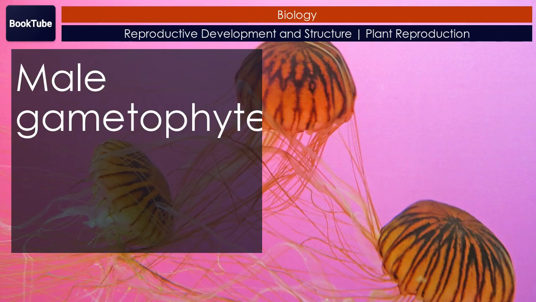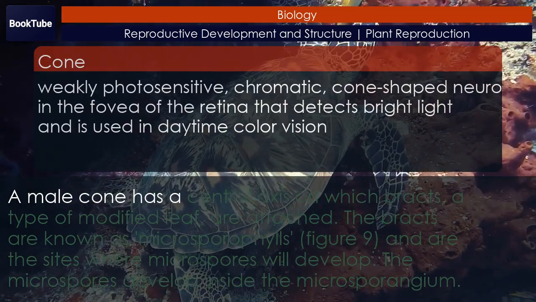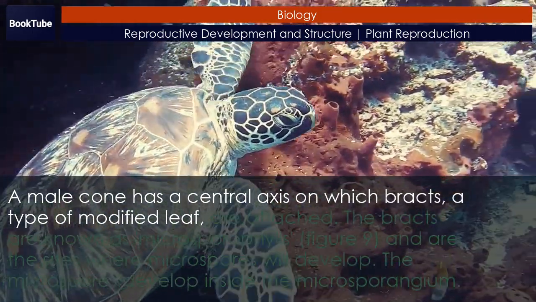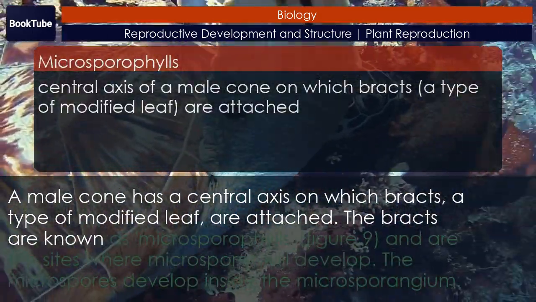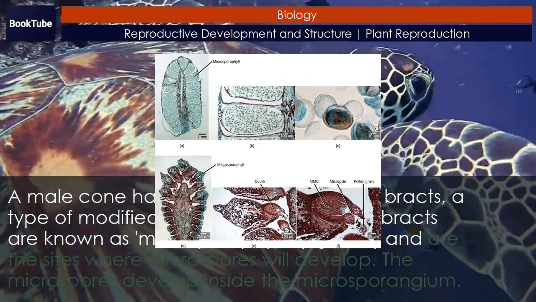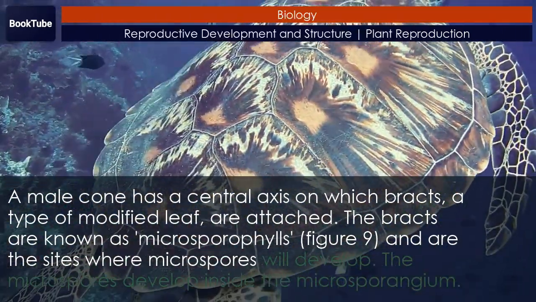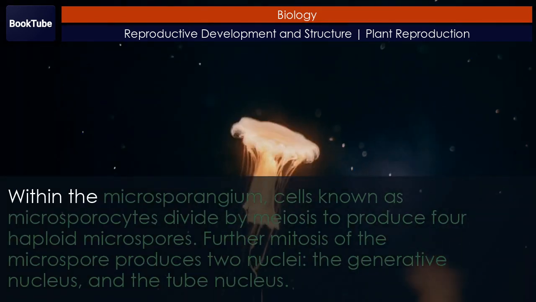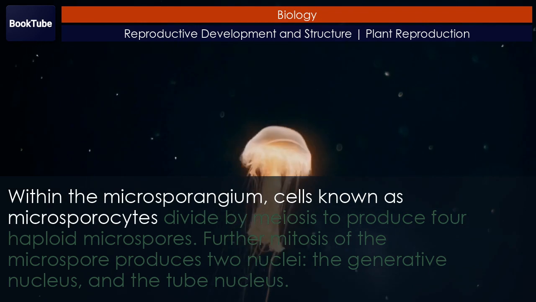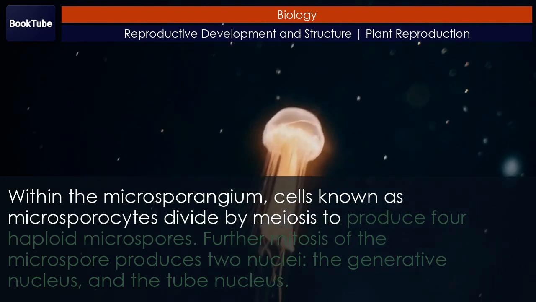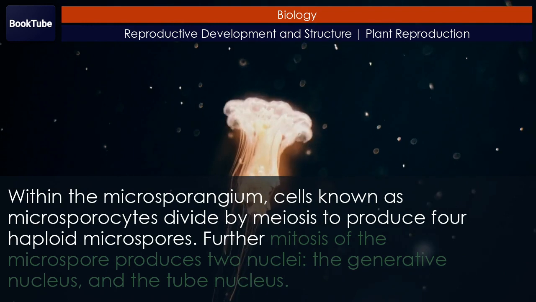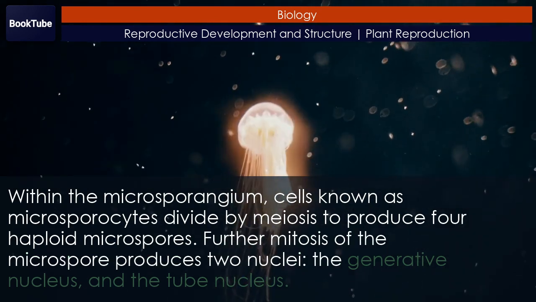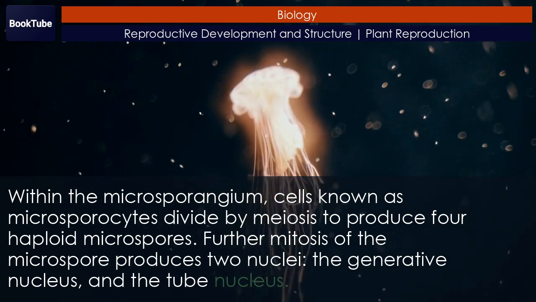Male gametophyte. A male cone has a central axis on which bracts, a type of modified leaf, are attached. The bracts are known as microsporophylls. Figure 9. And are the sites where microspores will develop. The microspores develop inside the microsporangium. Within the microsporangium, cells known as microsporocytes divide by meiosis to produce 4 haploid microspores. Further mitosis of the microspore produces 2 nuclei, the generative nucleus and the tube nucleus.